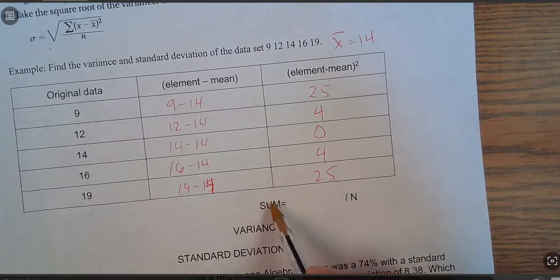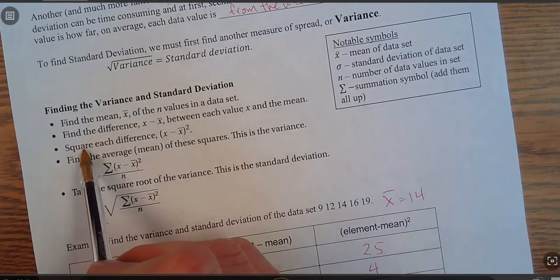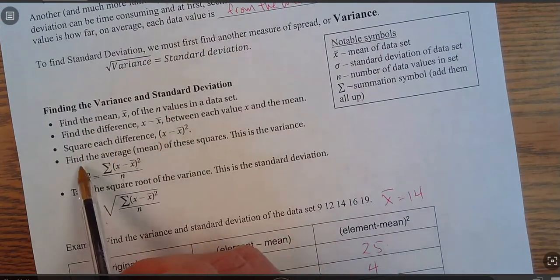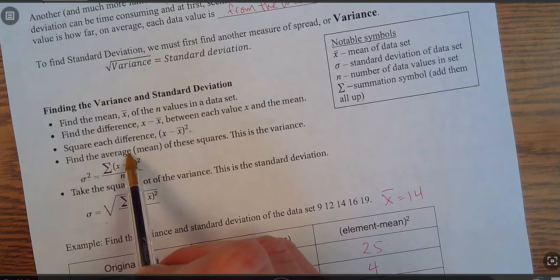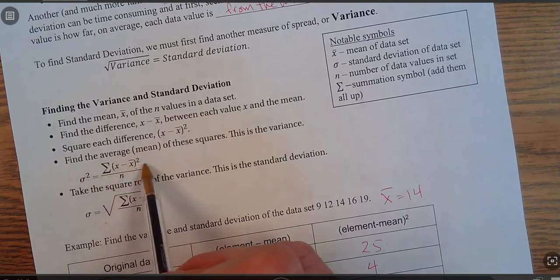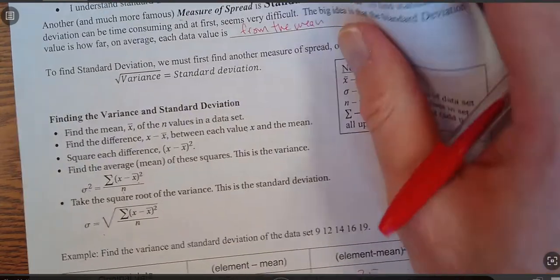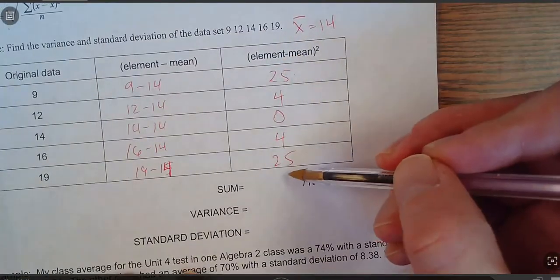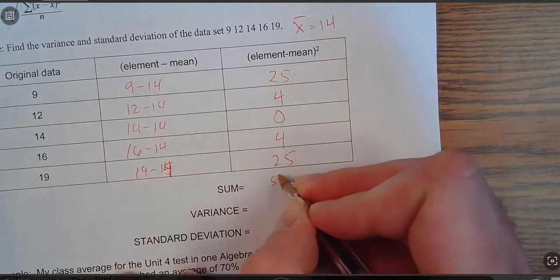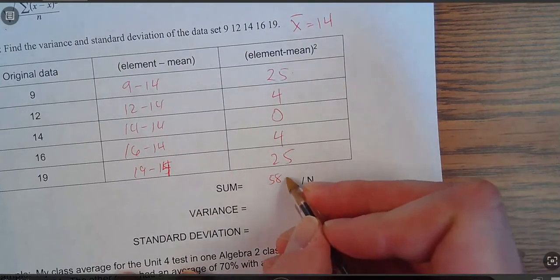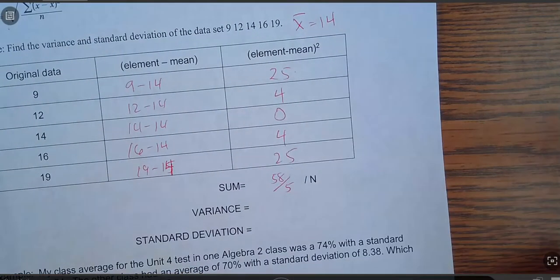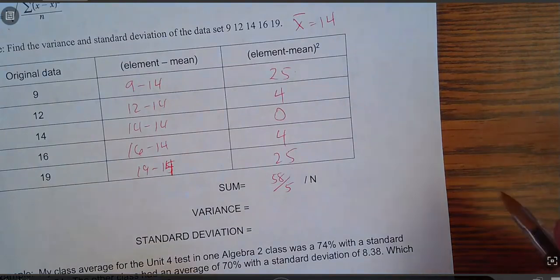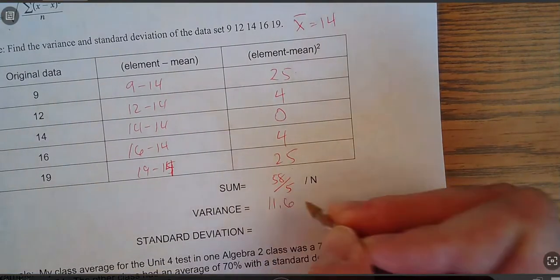Add all these up now. So I did all the differences. Now, square them all. I did that. Now I need to find the average. Well, the average means add up all the squared differences and divide by the number of numbers. So I add up these squared differences, and I get 58, and it says divide by n. Well, that n is 5. So 58 divided by 5 is 11.6.